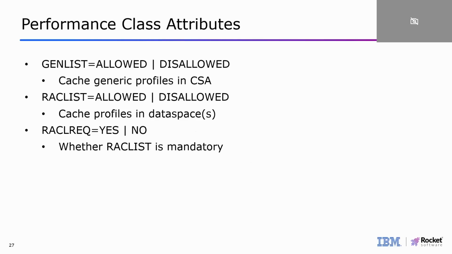So how do you define this? It's an attribute on the old ICHERCDE macro, or attributes inside the CDT class, whether or not you are going to allow your profiles to be RACLISTed. You have RACLIST equals ALLOWED or DISALLOWED, and then you can say if it's mandatory whether you RACLIST, so there's a RACLREQ equals YES or NO.